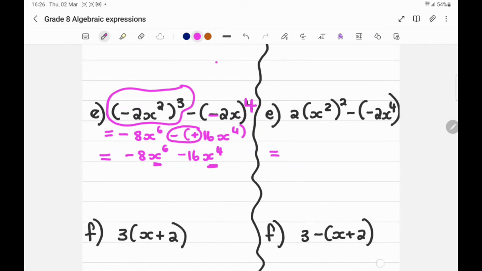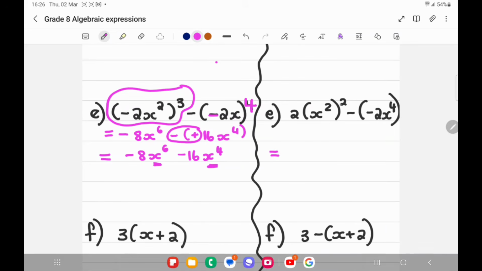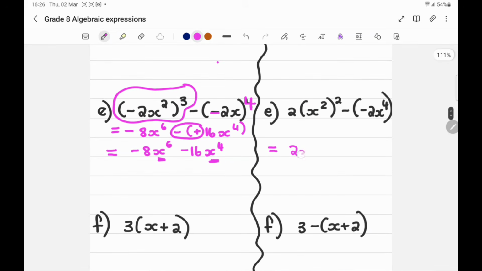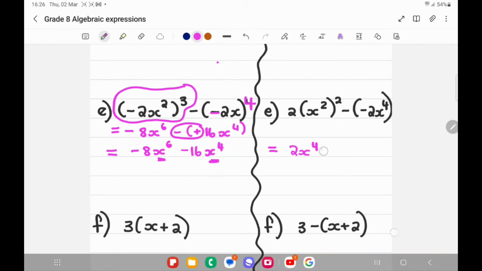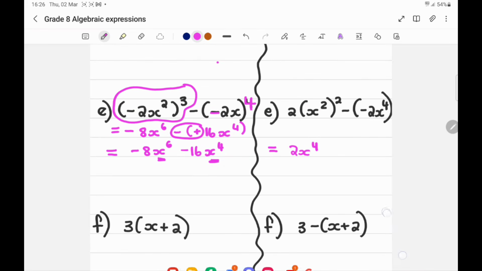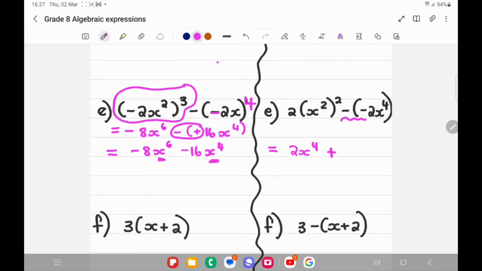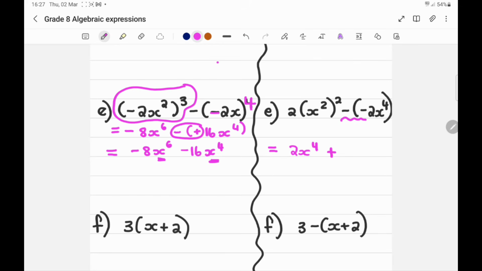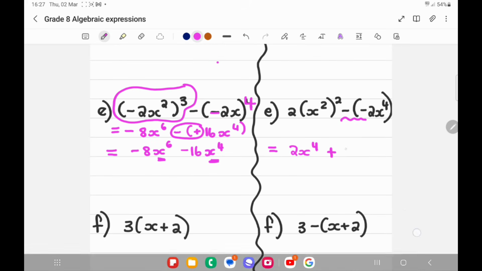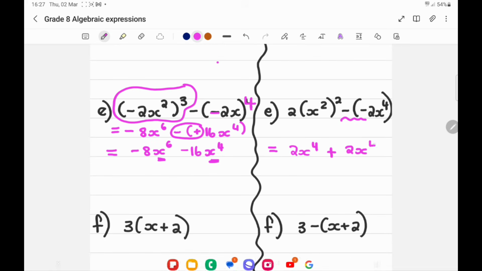The 2 is on the outside. x to the power 2 is 4. So 2 times that gives you 2x to the power 4 minus. And now that 4 is on the inside. So the only thing that needs to happen is the two signs need to melt. A negative times a negative is a positive. 2x to the power 4.